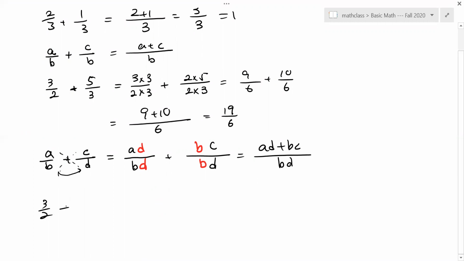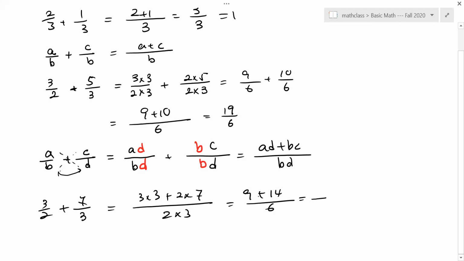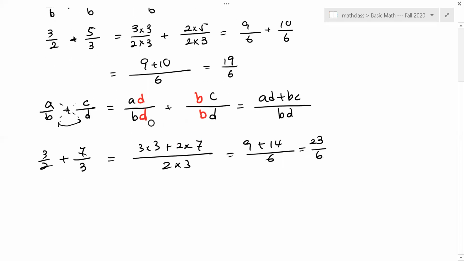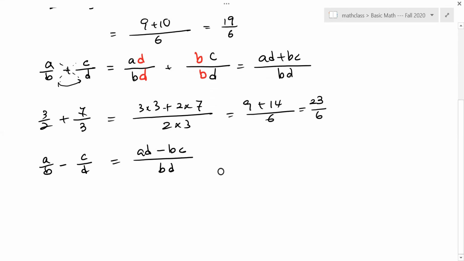You know, like 3/2 plus 7/3, right? Then what I'm going to do is 2 times 3, then the cross product is 3 times 3 plus 2 times 7. Okay, and then I have a 6 here, I have a 9 here, and here 14. So then 9 plus 14, and here's 23/6. This is how we get an answer. Okay, so we call it the formula. And if there's a minus sign, then you do the same way. A/B minus C/D, and then the denominator is BD, and then you have AD minus BC instead of plus BC.